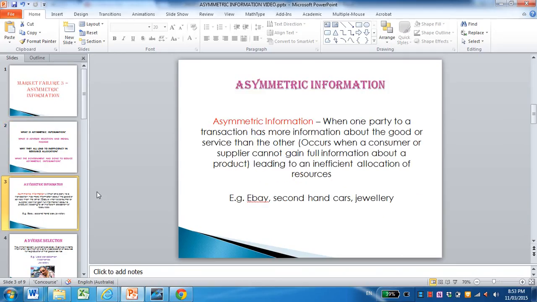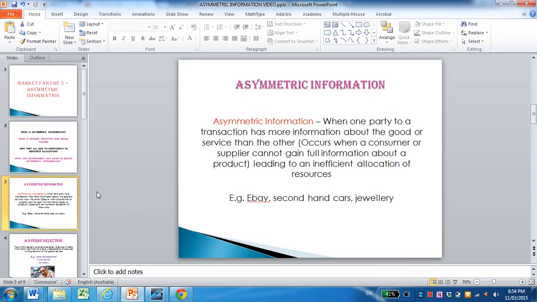So, asymmetric information is when one party to a transaction, and that can be either the buyer or the seller, so it's not always the seller that has more information, knows more about that particular good than the other party in that transaction. And the problem with that is that it can lead to an inefficient allocation of resources. You may have experienced on eBay buying a product where the seller has more information than the buyer, and you end up buying a product not of the quality that you expect.